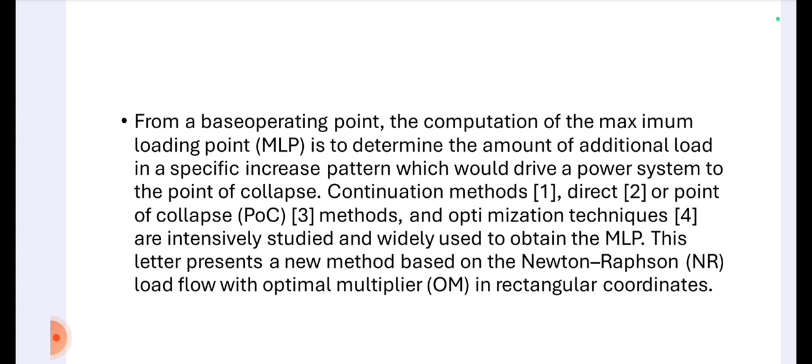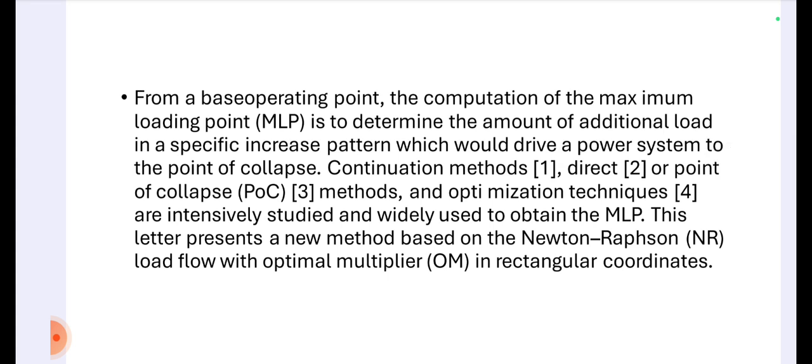Continuation methods, direct or point of collapse (POC) methods, and optimization techniques are intensively studied and widely used to obtain the MLP. This paper presents a new method based on the Newton-Raphson load flow with optimal multiplier (OM) in rectangular coordinates.